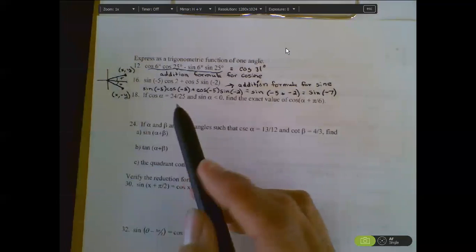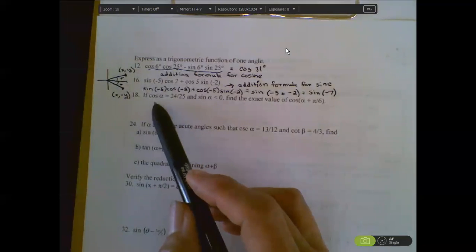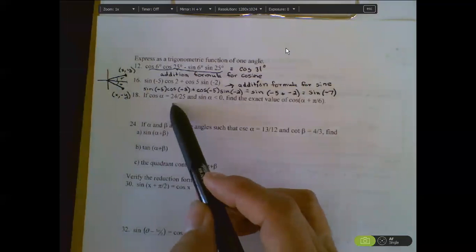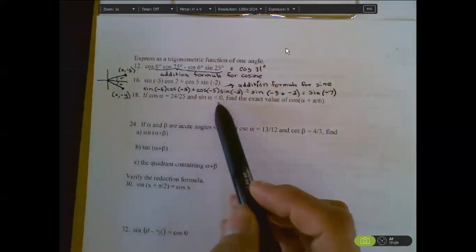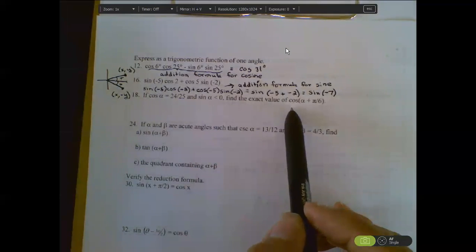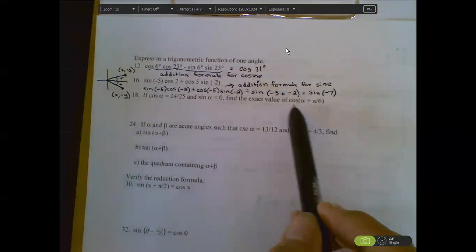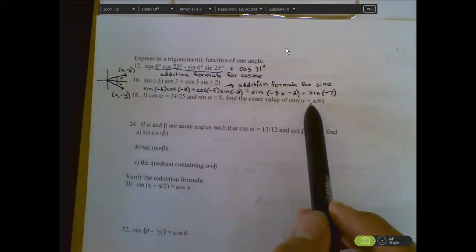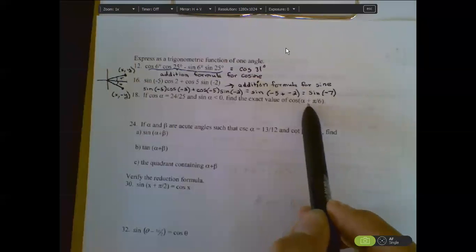All right, number 18 says if cosine of alpha is 24 over 25 and sine alpha is negative, find the exact value of cosine of alpha plus pi over 6. Well, how am I supposed to find the cosine of alpha plus pi over 6 if I don't know what alpha is? I don't know what alpha is.